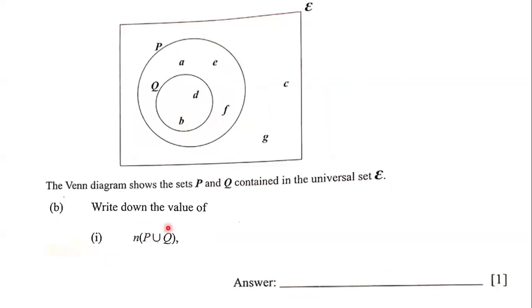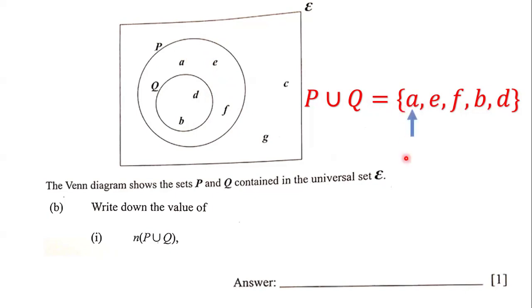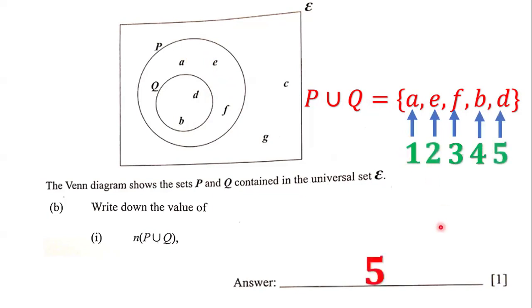Next, the question says that we want to write down the value of the number of elements in P union Q. Now, when we say P union Q, we mean all of the elements that are in set P and Q combined with no repeat. So it's going to be A, E, F, and B and D. These are the elements of P union Q. But they want the number of elements. So let's count. It's going to be 1, 2, 3, 4, and 5. So there are 5 elements in P union Q.